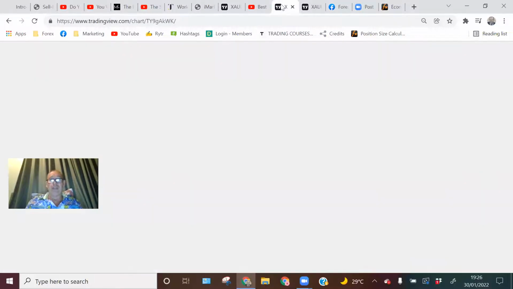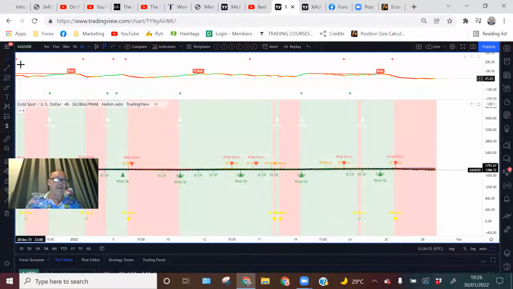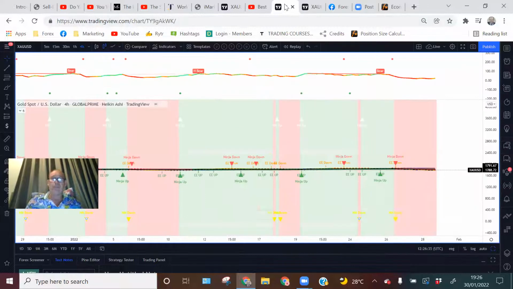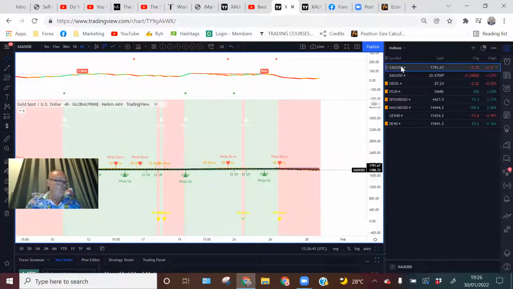Okay, ladies and gentlemen, I've got two screen setups here. This one here and this one. I'm hiding everything, ladies and gentlemen, for a purpose. Okay, here we go. For this one here, I'm focusing on gold and some indices. So I'm in a 4-hour chart here, ladies and gentlemen, for gold.